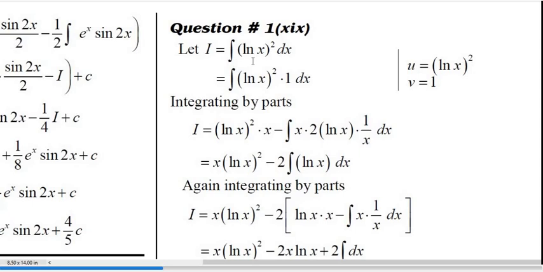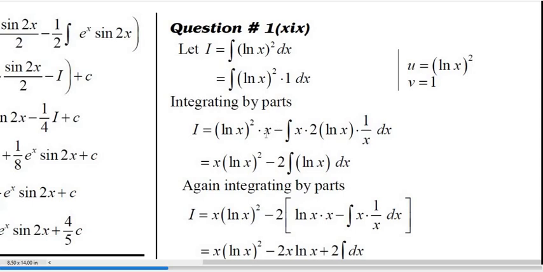Now part number 19 is: let I is equal to integration of natural log of x whole square. We know that integration of natural log of x is not possible, so here we take another function, which one is 1. Now applying integration by parts, first function is natural log of x square and 1 as a second function. First function as it is, and integration of second function.